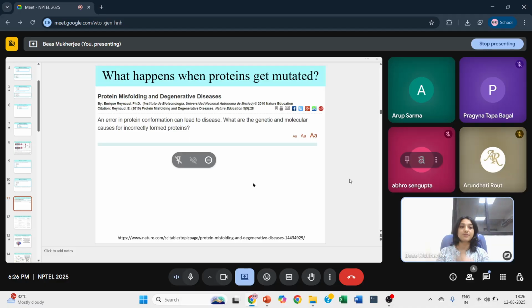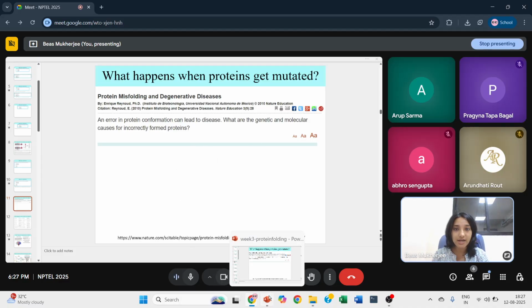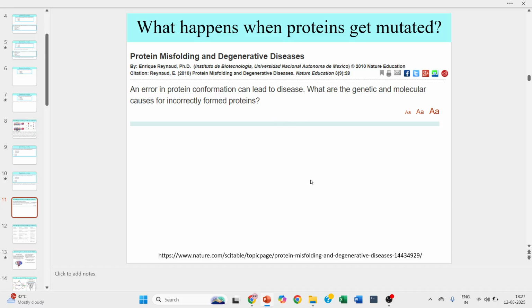Hmm, 19%. Okay. So for your knowledge, I have added this article, published in Nature Education, so you can go through these. There are many diseases besides sickle cell anemia where mutations in the proteins result in drastic changes in the body. This is one of the sources from where you can read about this. It is of course going to be there in the textbooks, so you can refer to that, but this is one of the sources that you can look into.